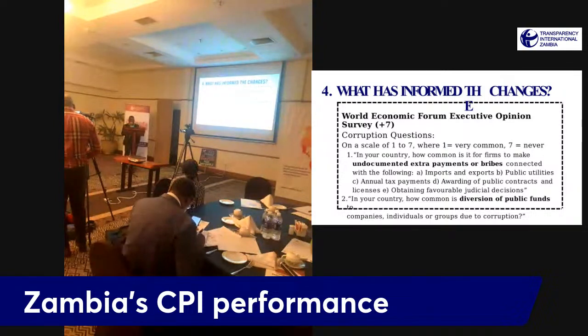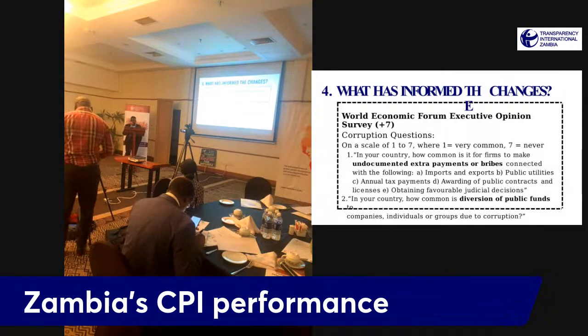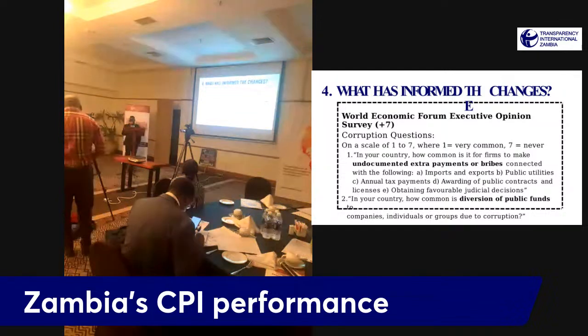So in this particular survey, we have a question like, in your country, how common is it for firms to make undocumented extra payments of rights connected with the following: imports and exports, public utilities, annual tax payments, awards of public contracts and licenses, and obtaining favorable judicial decisions? That's the first question. Then the second question, in your country, how common is diversion of public funds to companies, individuals, or groups due to corruption? So we can make a conclusion based on the questions which were asked, because this particular data source registered an improvement.